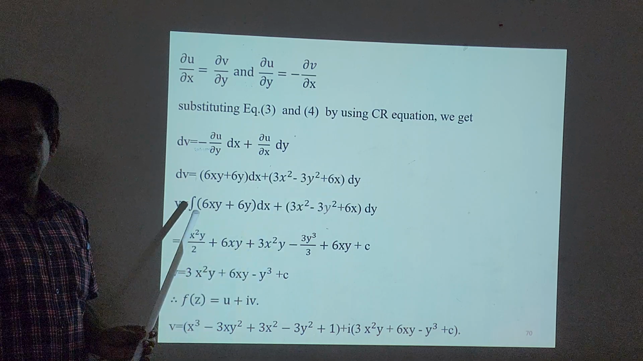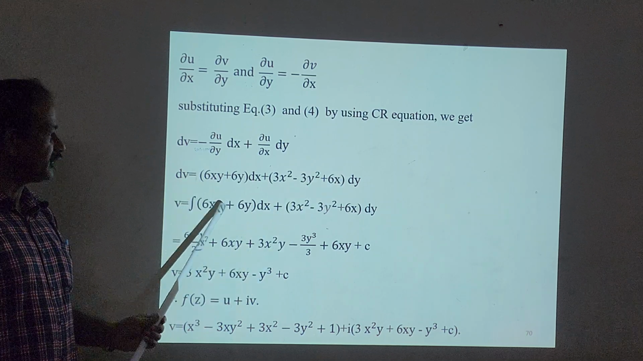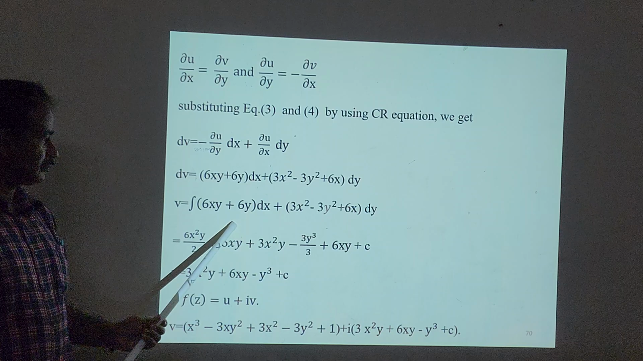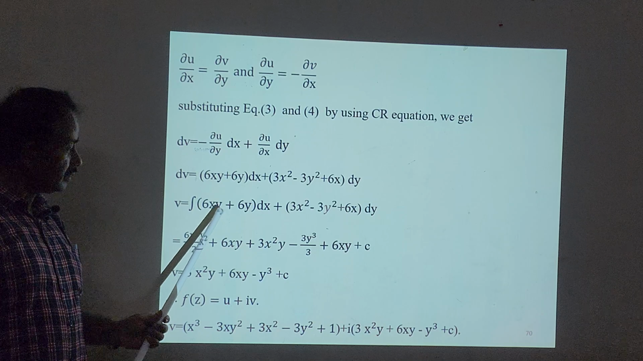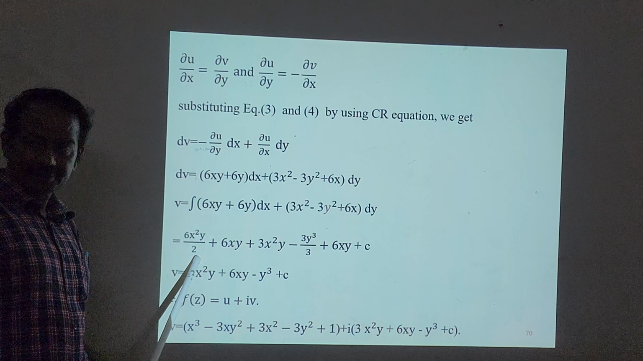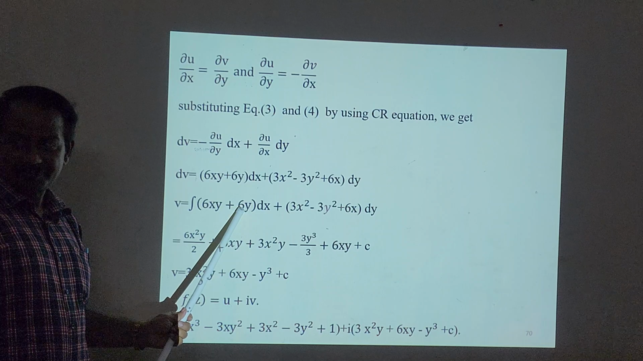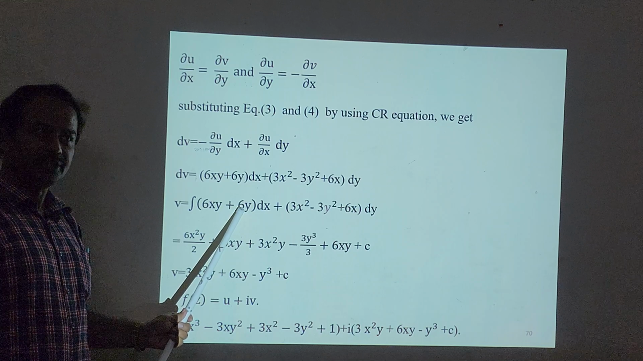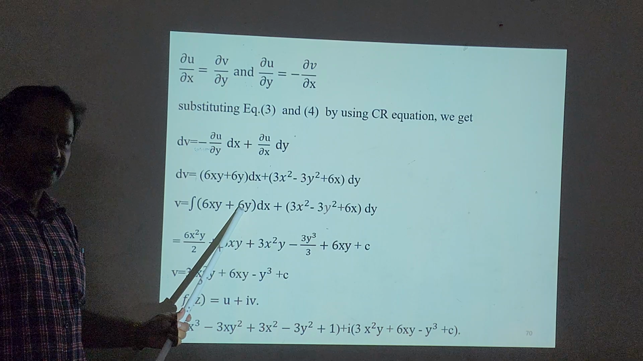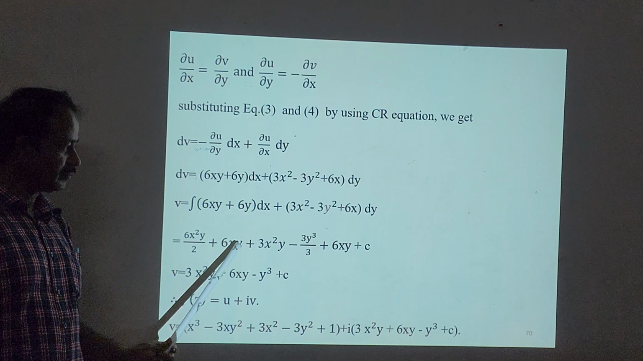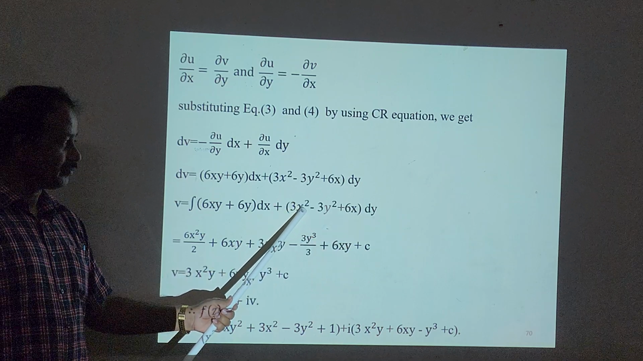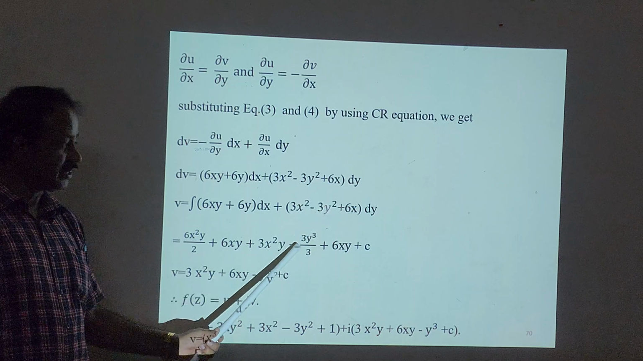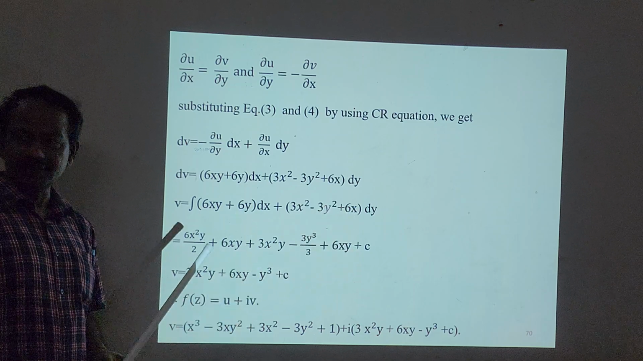Now integrating on both sides. Just integrate on both sides. That will give you v on the left, and integrating the right hand side will be this one. So integrating with respect to x you will do. So 6y will become a constant and x squared by 2. This one will be 6x. 6y is constant, so you have dx. When you integrate dx, that will give you x. So 6x, already y is there, so 6xy. Plus you are going to integrate with respect to y. So this becomes 3x squared y. This becomes minus 3y cube by 3. This becomes 6xy and integration constant.